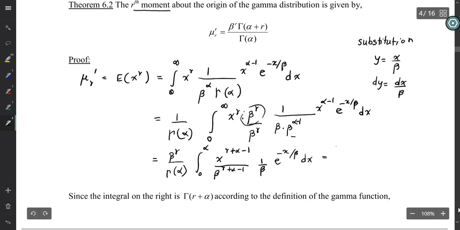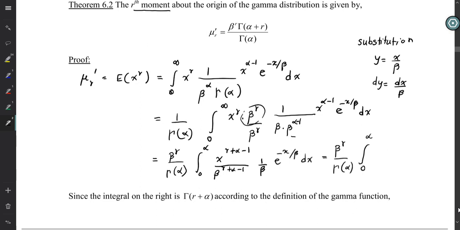Now what will happen? Beta to r, gamma over alpha, that is gamma of alpha, it's there. Now we changed our variable, the limits will remain same. Instead of x over beta, this is the same power, so we end up with y to the power alpha plus r minus 1. I just changed the positions of alpha and r. Then we have e to the negative x over beta is y, so e to the negative y. And instead of dx over beta, we can write dy. Okay? So we have everything in y terms now.